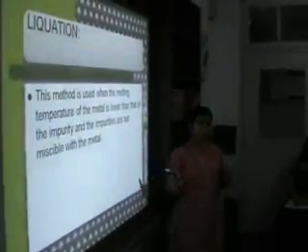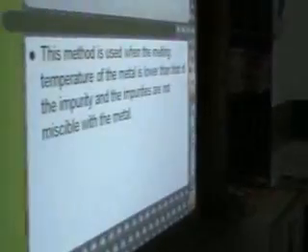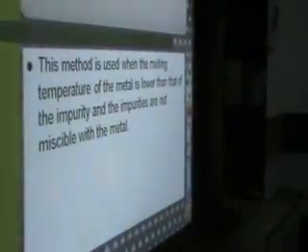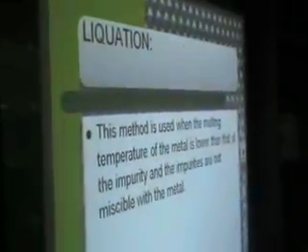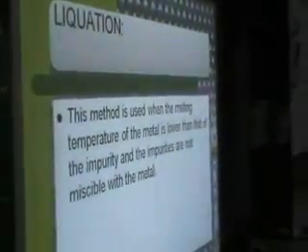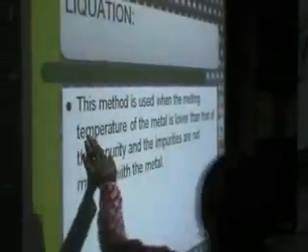Now this method is used when the melting point of a metal is lower than the impurities. Okay? In your impure block, the crude metal, we won't call it impure metal, we will refer to it as a crude metal. Crude means itself containing some amount of impurities. We don't know what the impurities are. Alright, now the crude metal will contain some impurities.